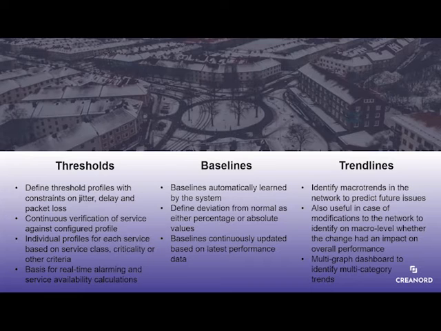Then the trend lines. So the idea there is really to identify macro trends in the network so that you can predict future performance issues. It's also quite useful, for instance, in cases where you do some major modifications to the network. So then you can see on the macro level whether this change had an impact on the overall performance or not. So you can look at if the trends are changing dramatically after the change.